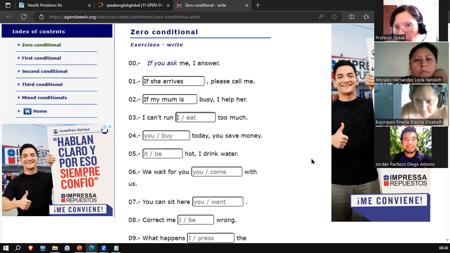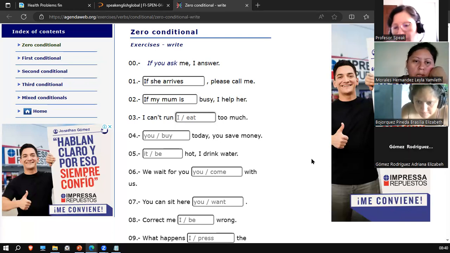Vamos con la if clause. La if clause es intercambiable. Puede ir al principio o puede ir al final. If I eat, muy bien. If I eat too much. No puedo correr si como demasiado. I can't run if I eat too much.